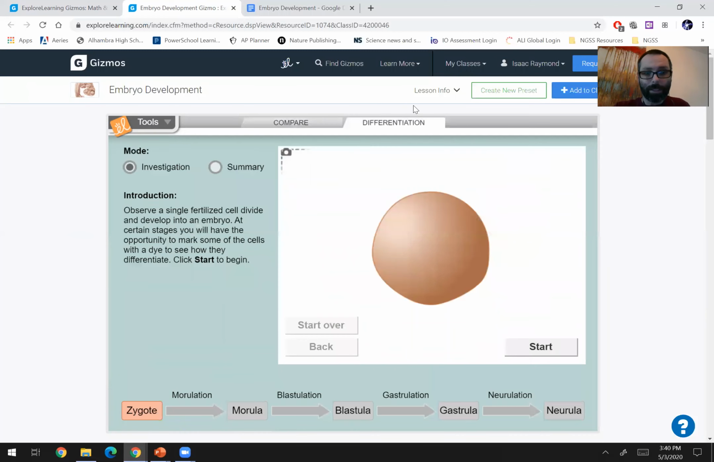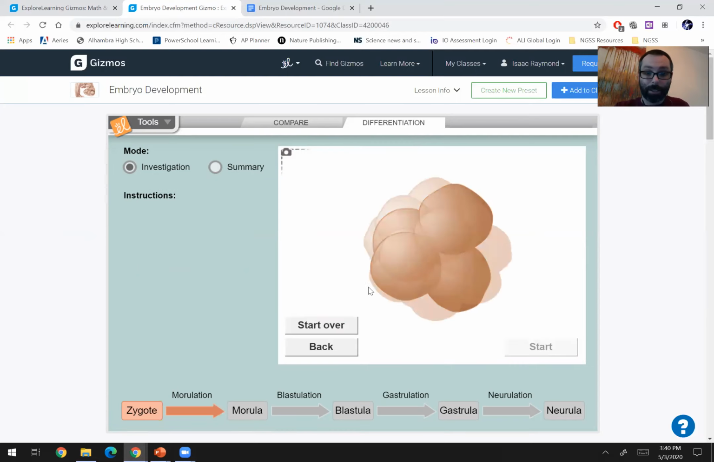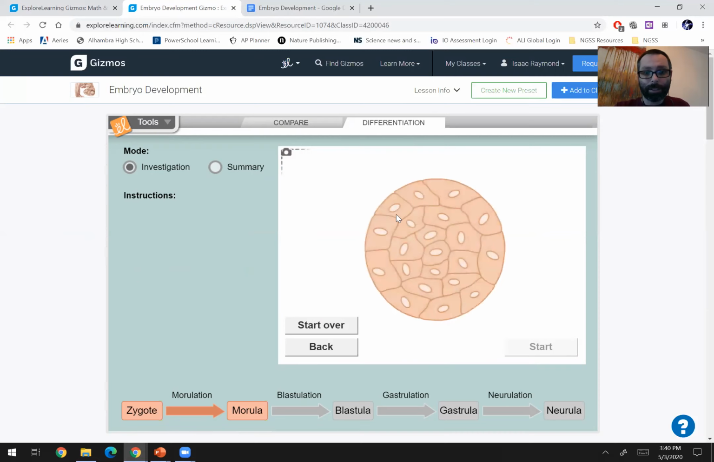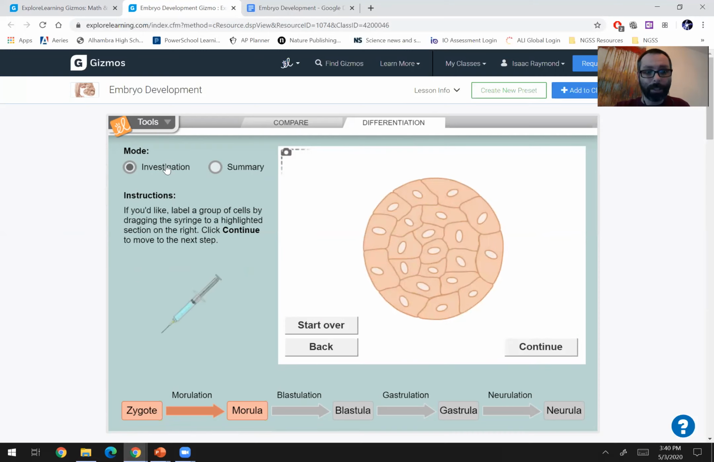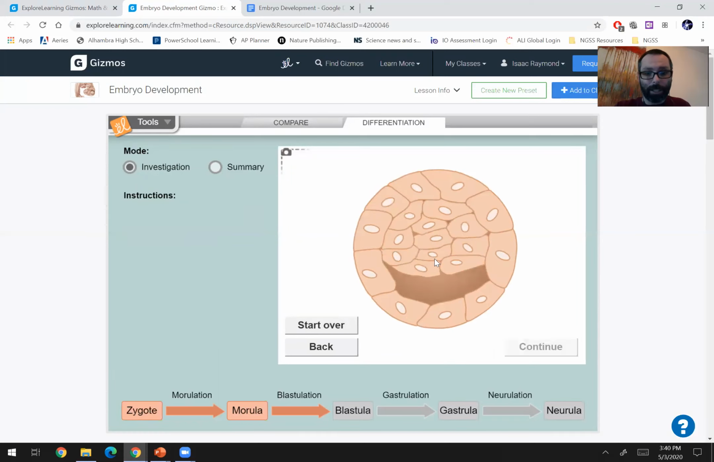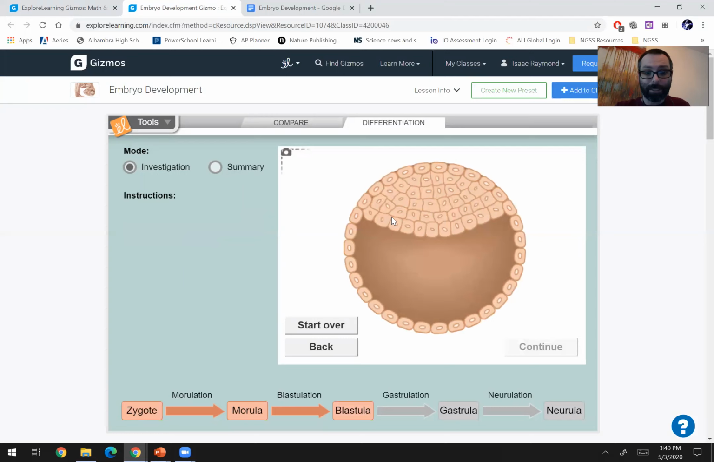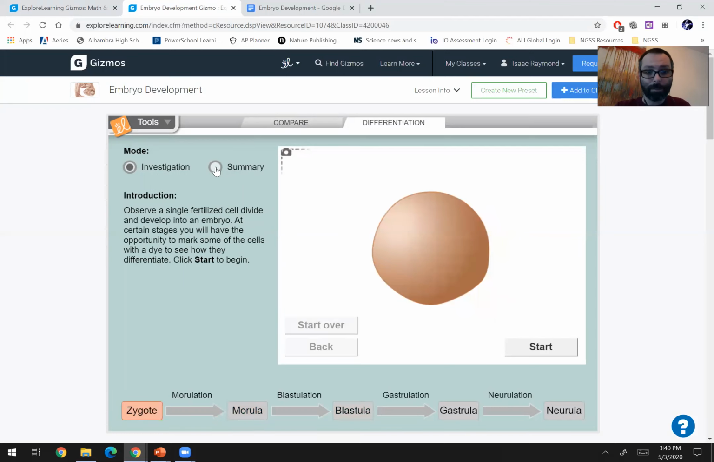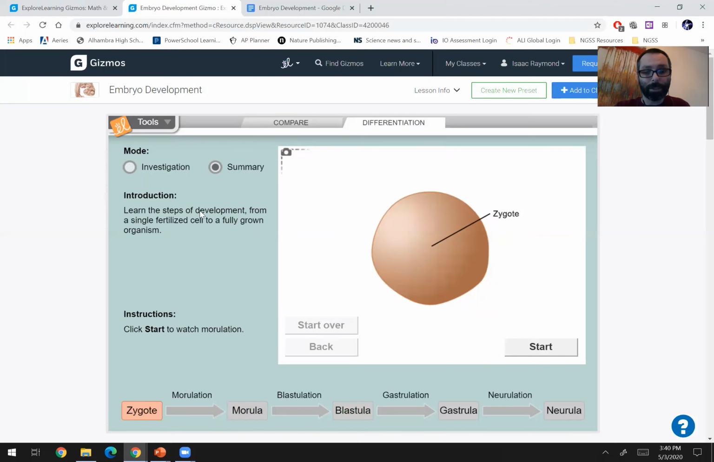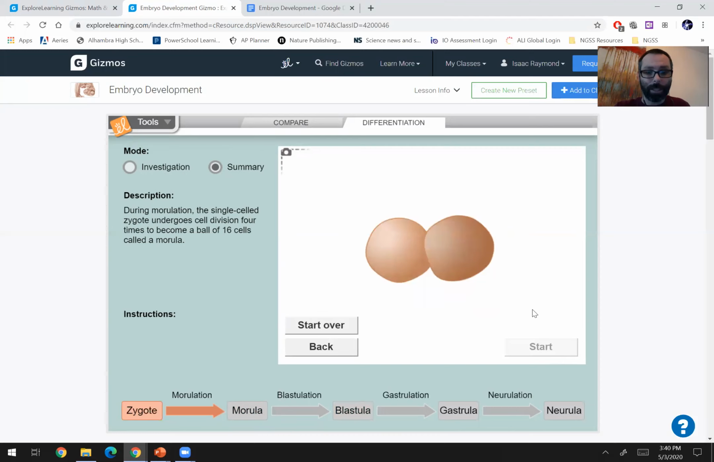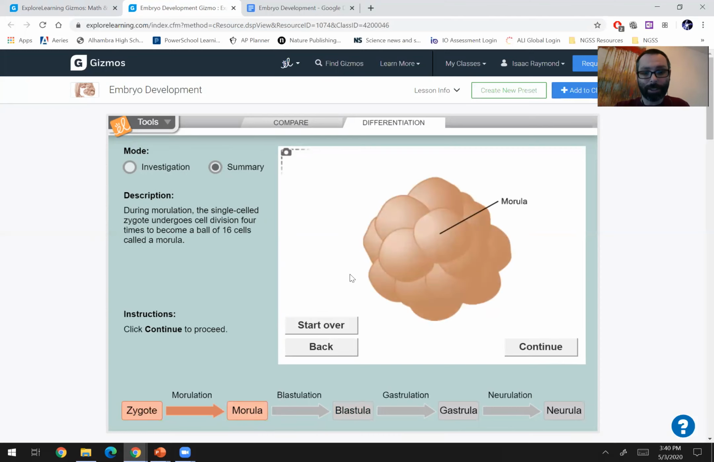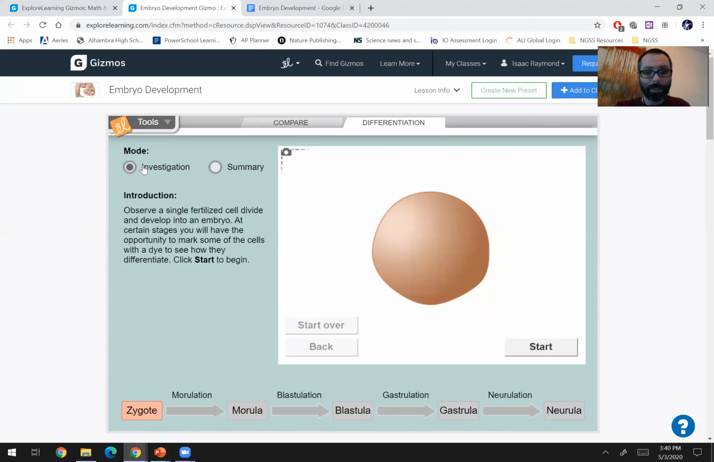The more difficult one is the second and third parts, where it goes into differentiation. This is where the single cell turns into the ball and all that stuff, right? So it's important that you notice that in activity 2, you're under investigation mode. When you do these things, it just shows you what's happening. It's not going to explain a whole lot because you have to investigate. But if you go then to step 3, it's the summary. And the summary shows you labels, and it talks to you and tells you things that are happening, right? So don't get confused there.